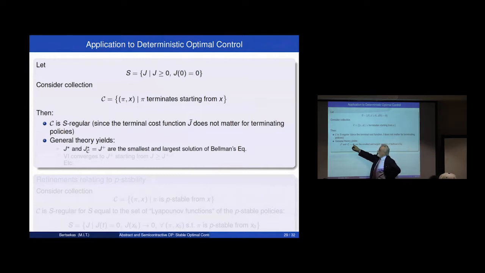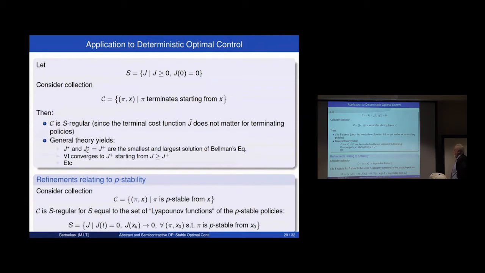J star and J stars of C, which is what I told earlier, J plus, are the smallest and largest solutions of Bellman's equation. Value iteration converges from above to J plus, and there are other results also that pretty much follow from one theorem that I gave earlier, but with embellishments for this particular special case. There's also a corresponding result that relates to p-state policies. If you define this collection PSC, and then you define S in a more complicated way to be the set of Lyapunov functions of the p-state policies, then this is S regular, and the results that I gave earlier apply.